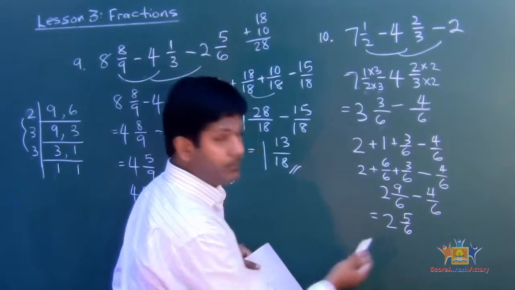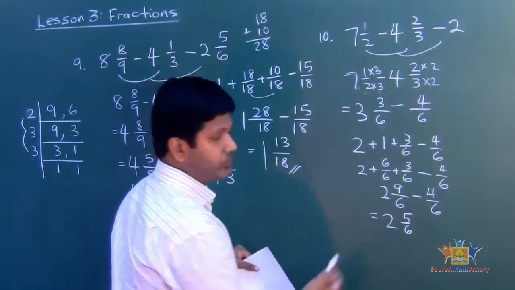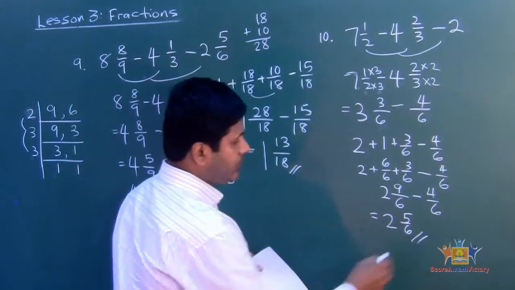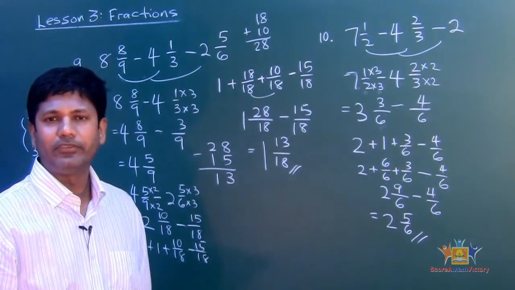5 over 6. Can I simplify this? No, that's the simplest form. Alright? And that should be my final answer.